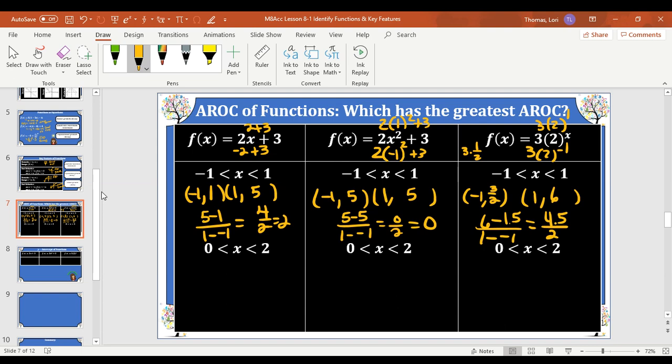So 4.5 divided by 2. It's late, so we're going to use a little calculator here. It's like 11:55 at night. That is way past my bedtime.